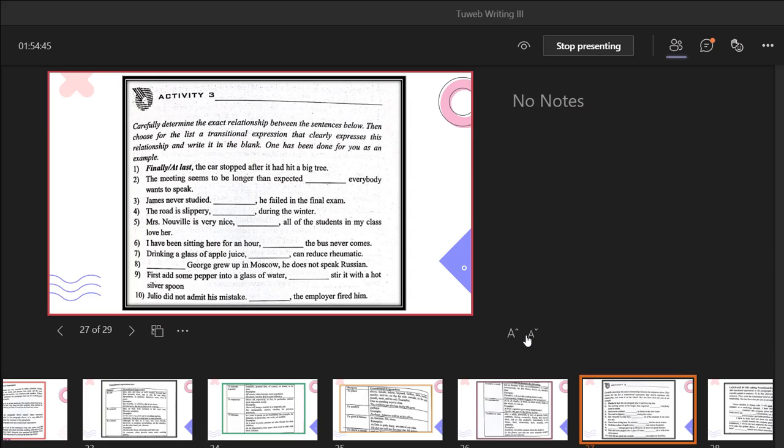Number 6, I have been sitting here for an hour, blah blah, the bus never comes. To show contrast. You sit there but then it never comes. But, yes, but. Drinking a glass of apple juice, blah, can reduce rheumatic. Yes, kalau misalnya drinking an apple juice, for example, can reduce rheumatic. Yes. Number 8, George grew up in Moscow, blah, he does not speak Russian. Although atau even though, bisa juga even though atau although. Even though I grew up in Taiwan, I do not speak Taiwanese atau Chinese.